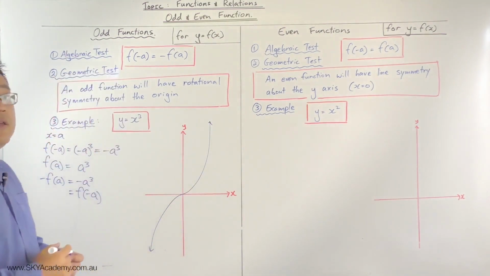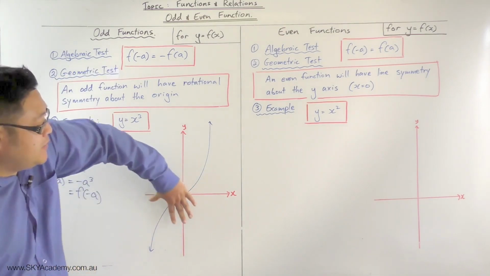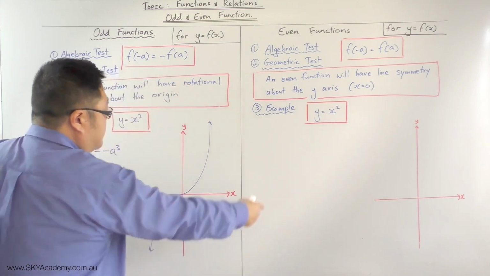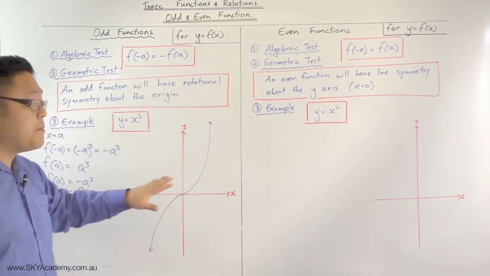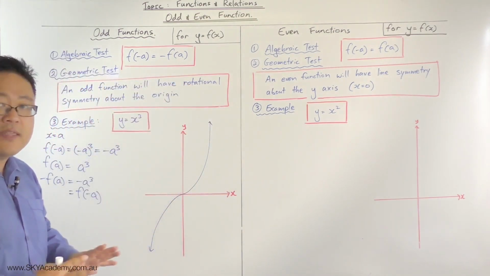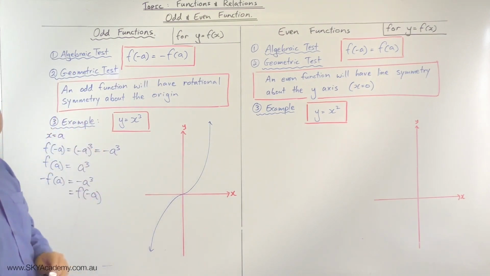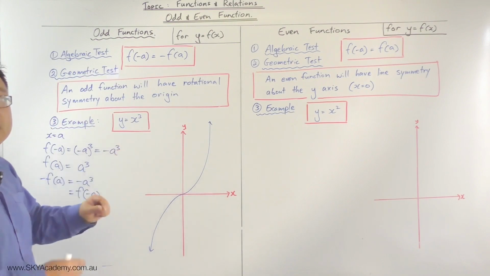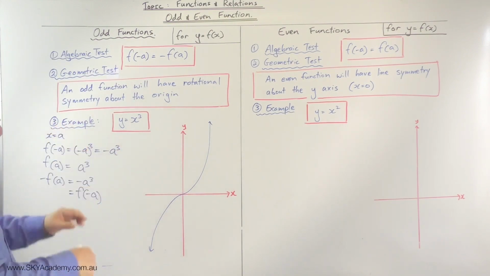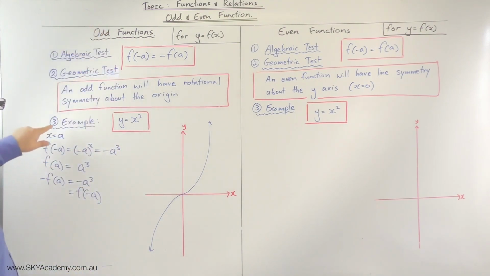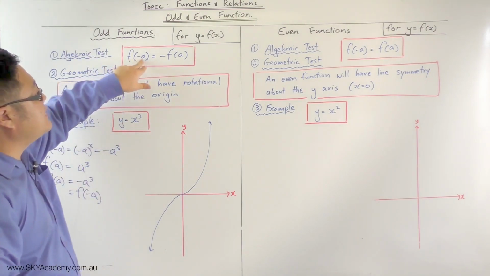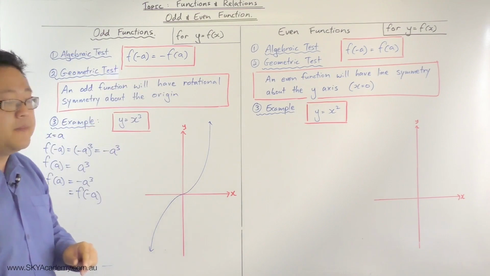Does that make sense? Yep. And if we turn this upside down, can you see that it would pretty much map onto itself? Do you see that? That's what makes this odd, okay? Not odd as in strange odd, but odd as in this particular property of odd functions, yes? So basically, the algebraic test is f of minus a equals minus f of a.